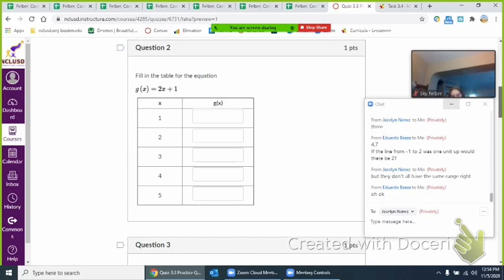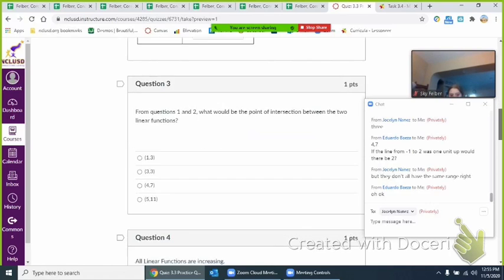Number 2 is the same thing. They just give you a different equation now. The g doesn't matter. All this means is function of x. Remember, whenever you see function of x, you're expecting to plug stuff in. We talked about that, so just plug it all in.